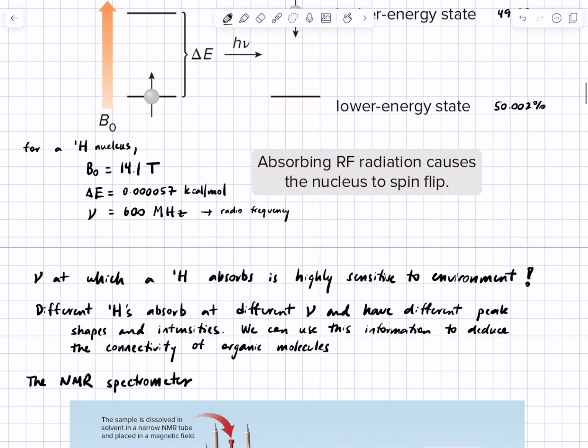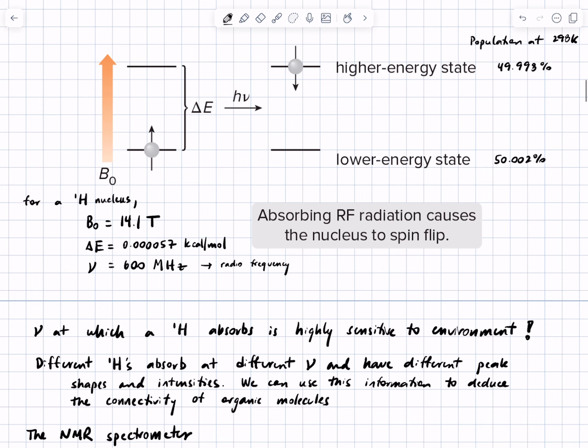Okay, so if all protons absorbed at the same frequency, this would be a very boring experiment and we wouldn't be doing it. It turns out that the frequency at which a nucleus absorbs and can undergo this transition is highly sensitive to its environment. And therefore, we can learn things about a proton's environment, that is its surroundings, what it is connected to, from the frequency at which it absorbs.